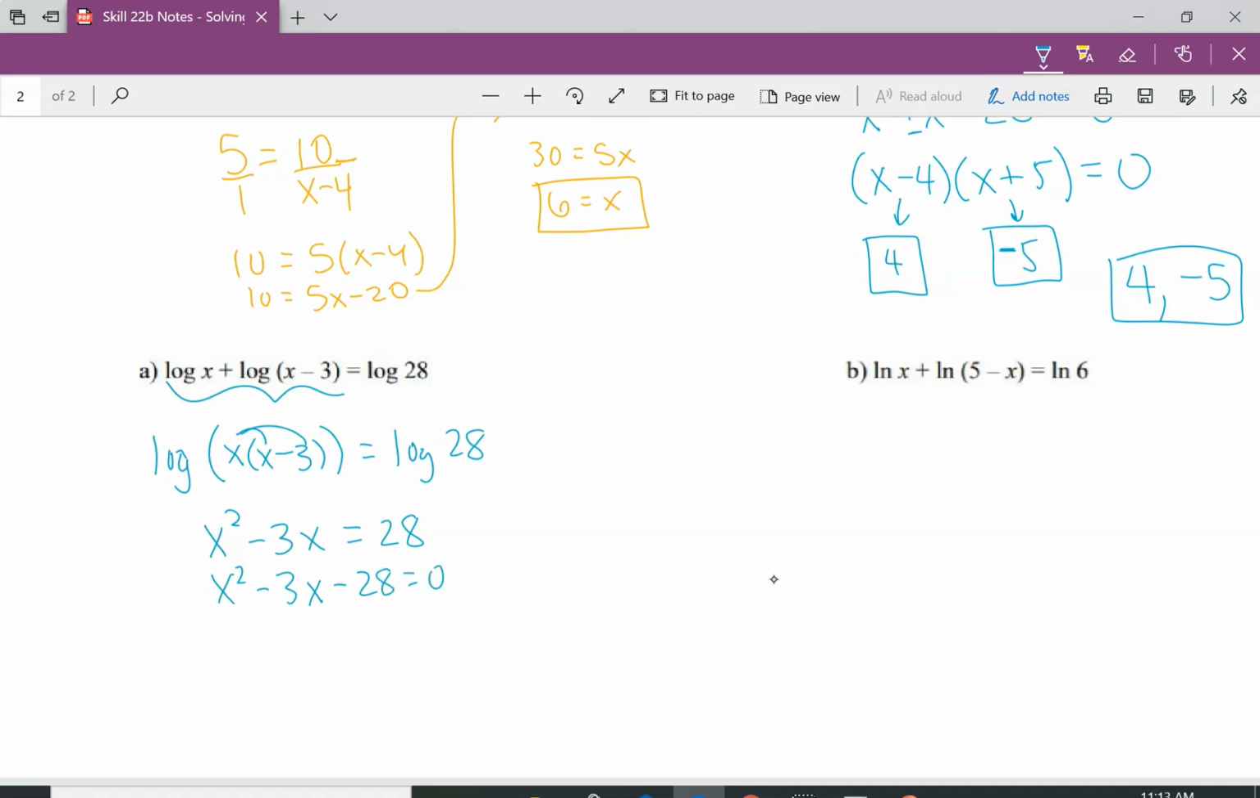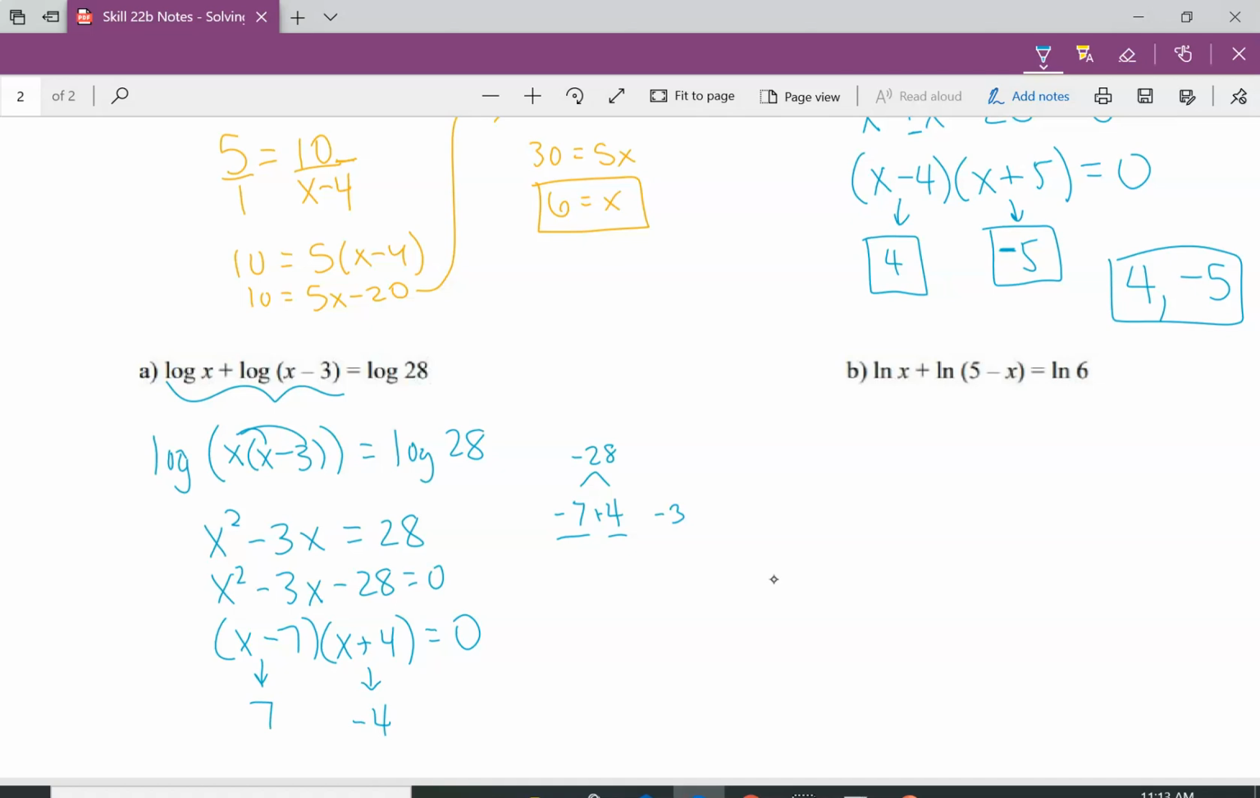We're looking for two numbers that multiply to negative 28 and add to negative 3, so that's going to be negative 7 and positive 4. So this will factor as x minus 7, x plus 4. My zeros, that'll give me 7. This will be negative 4.